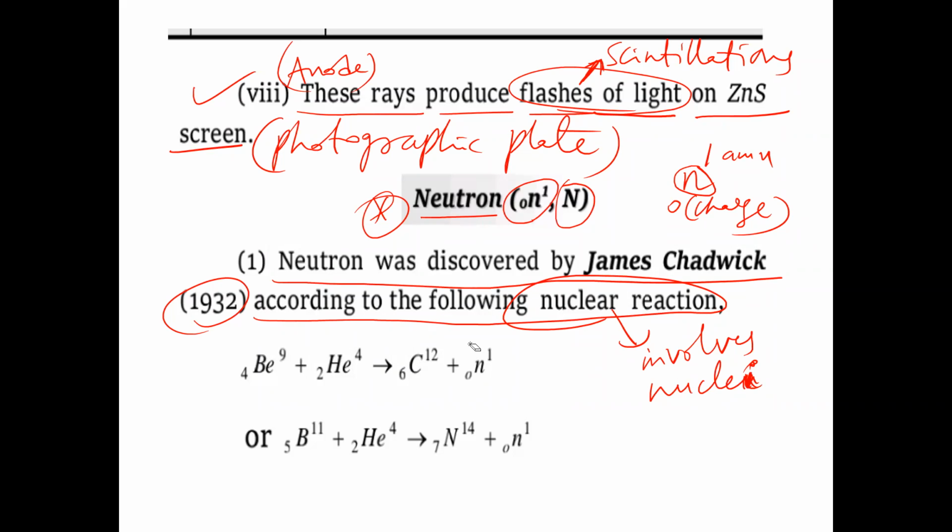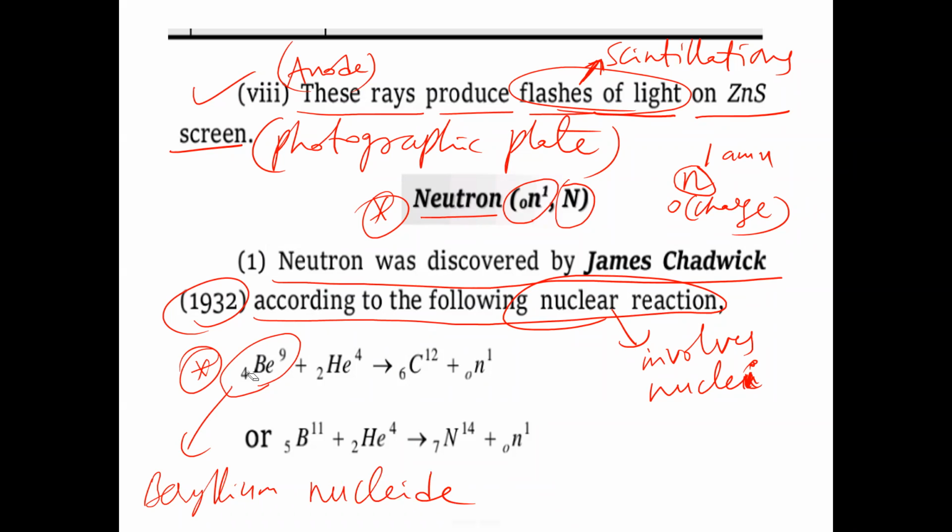So, in one of the nuclear reactions, we have the beryllium nucleus, or beryllium nuclide.